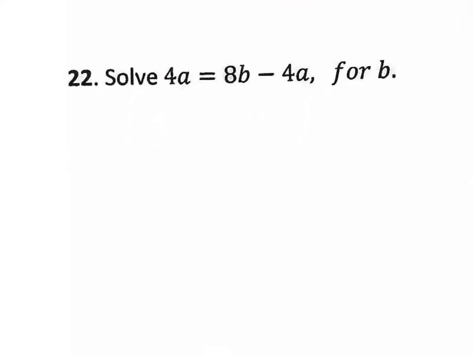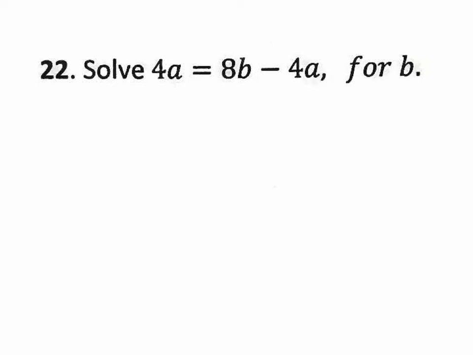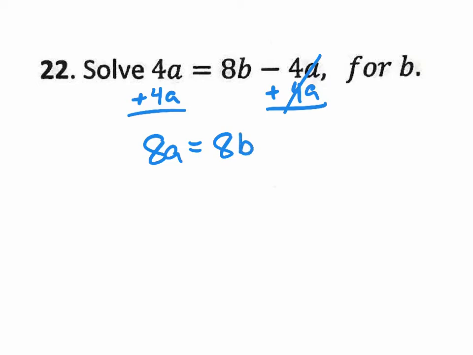Right here they want us to solve, and we want to solve for a specific variable. There's two variables, as you can see. There's an A and there's a B. So they want us to solve for B. That means we need to get B by itself on one side of the equal sign. So I have B right here. I need to get it by itself. So what do I get rid of? The 4A. So I'm going to go plus 4A to get rid of that minus 4A. That'll cancel out. What you do to one side, do to the other. So add 4A over here. And that will be 8A equals 8B.